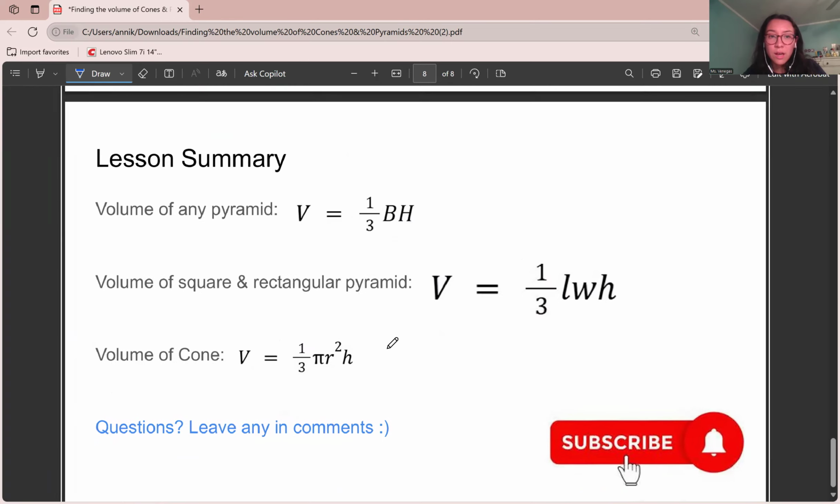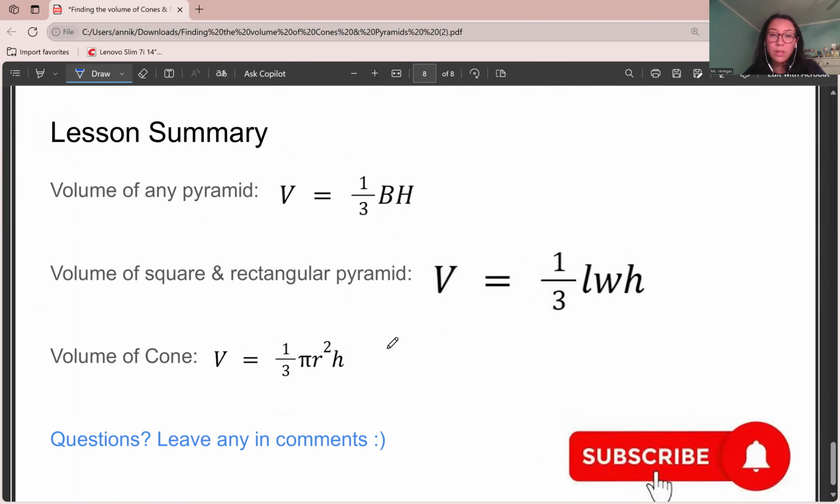And this is a lesson summary, a brief summary of what we just learned: the formulas of any pyramid, of a square rectangular pyramid, and then the volume of a cone.